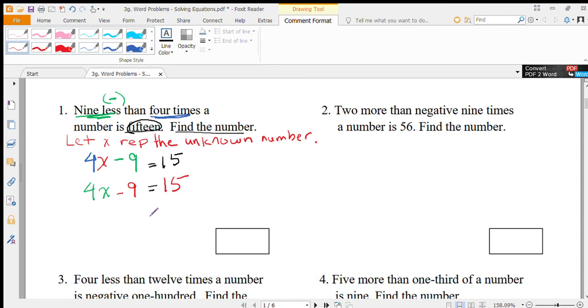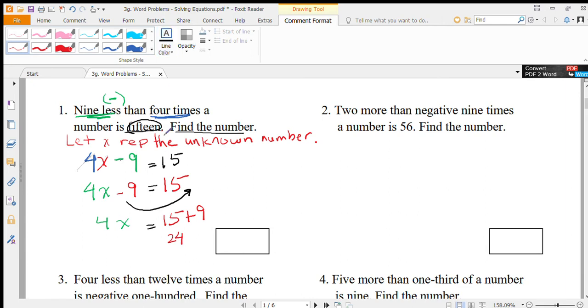Because now, essentially, I can ignore this. I can cross this off if I want to, but there's no need, because now I can just collect the like terms. I can move the 9 over. So what I would get is 4x, because nothing's happened to that, 4x equals 15, and if I move the 9 over, plus 9. And what is 15 plus 9? 24. Very good. So 15 plus 9 is equal to 24.